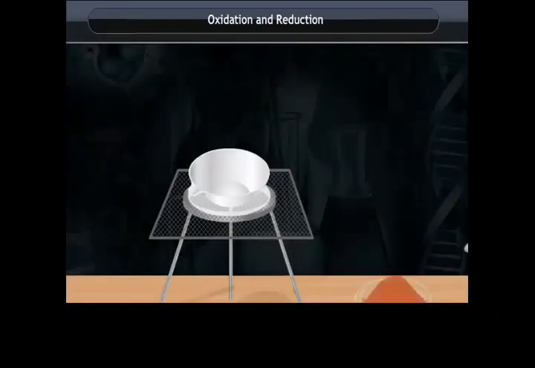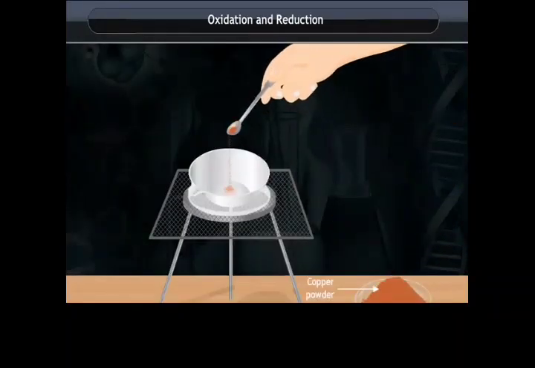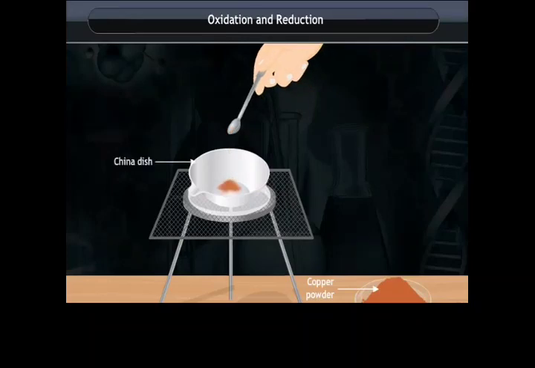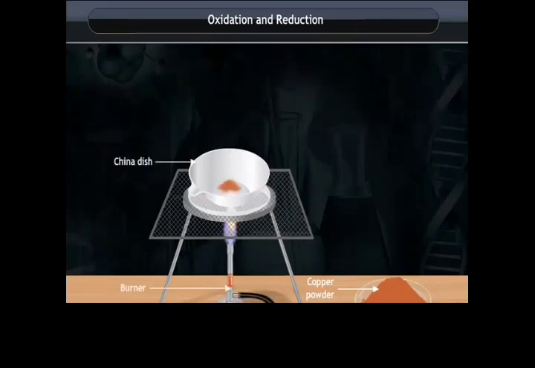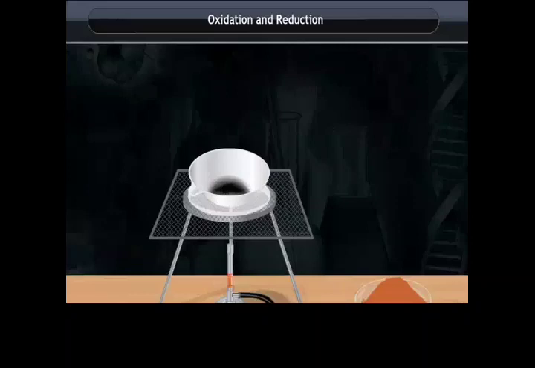Take around 1 gram of copper powder, which is reddish brown in color, in a china dish and heat it over a burner. What do you observe? You will observe that after some time, the surface of the powder is covered by the layer of a black substance. When copper powder is heated, it combines with oxygen to form copper oxide.